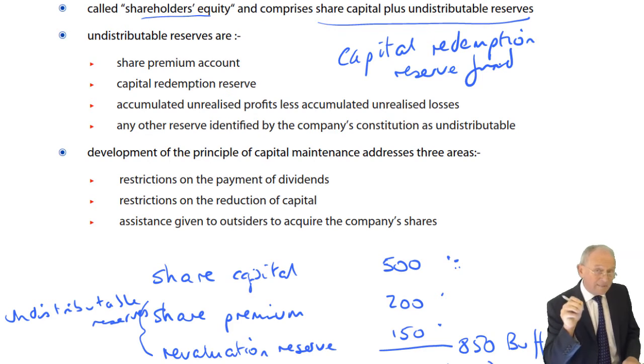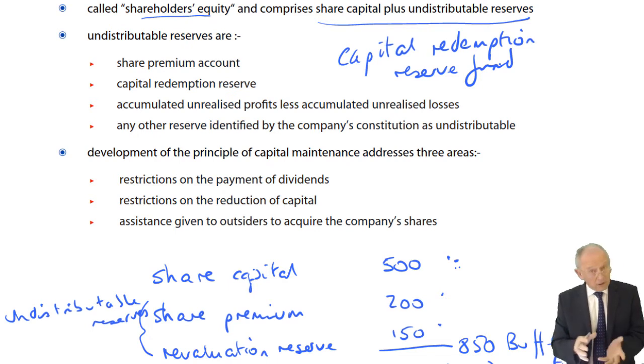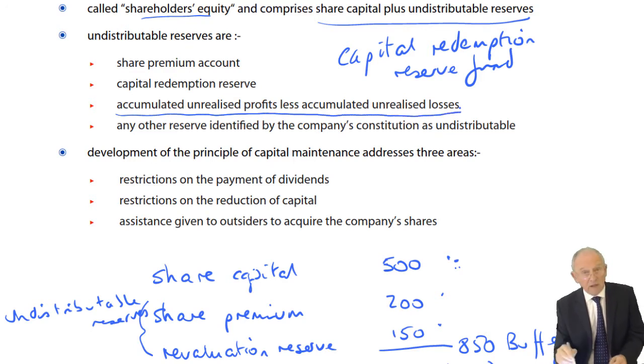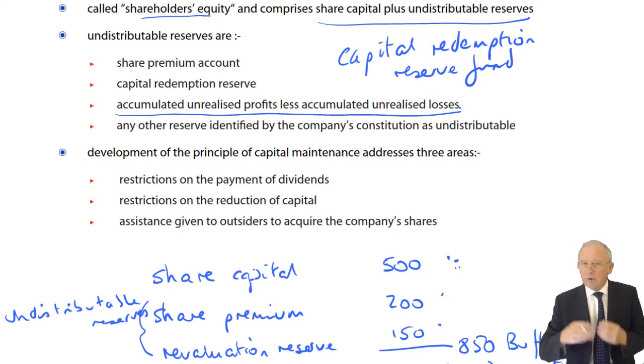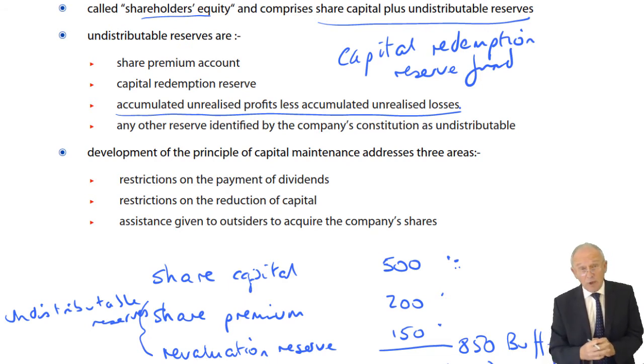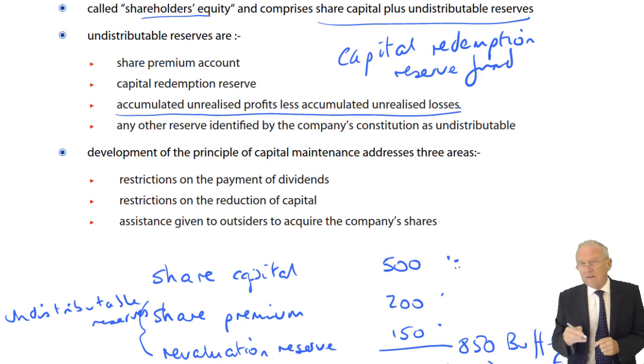Now, those two are specified in legislation as being undistributable, but the expression undistributable includes two others as well. That is accumulated unrealized profits less accumulated unrealized losses, and that includes the revaluation reserve. Because we've revalued, we've seen that our assets hopefully have increased in value, so we've debited the asset and credited a revaluation reserve, and that's an unrealized profit, less any unrealized losses if we've had to write them back down again. And finally, and it's a catch-all, any other reserve identified by the Constitution as being non-distributable.